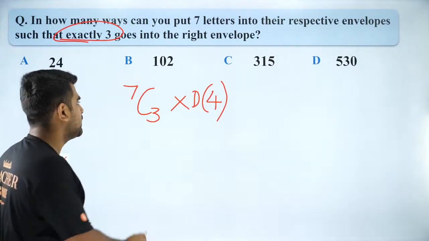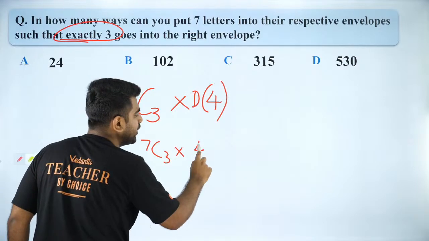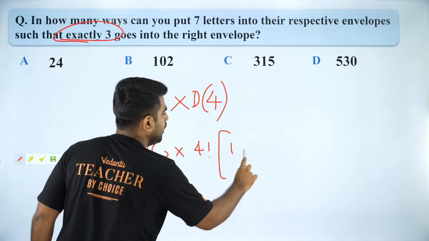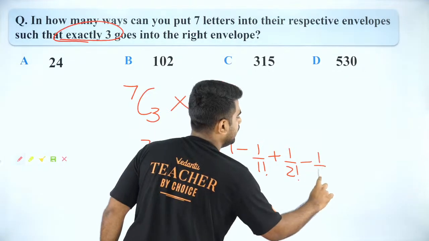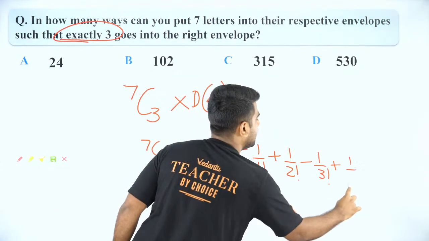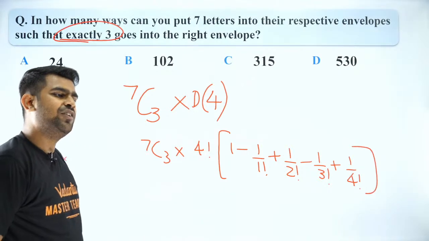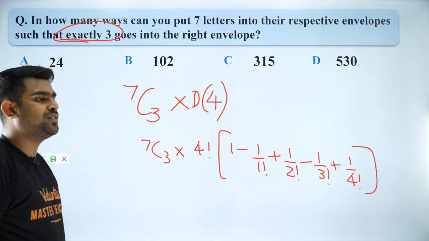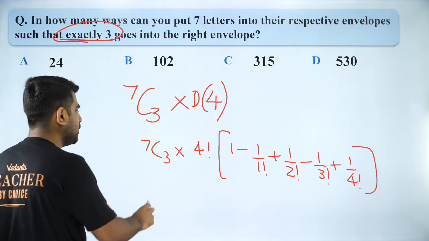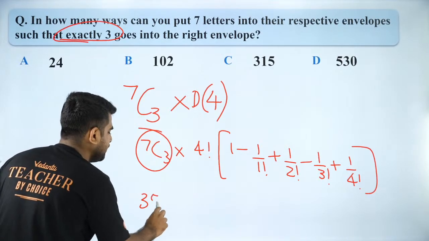That is what derangement is. So 7C3 into the derangement of 4, which is 4 factorial into 1 minus 1 by 1 factorial plus 1 by 2 factorial minus 1 by 3 factorial plus 1 by 4 factorial. That's it. Over. Very good. Very good, Saurav. That's brilliant. That's absolutely right. So what is 7C3? 7C3 is 35.